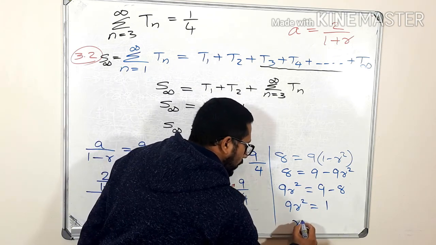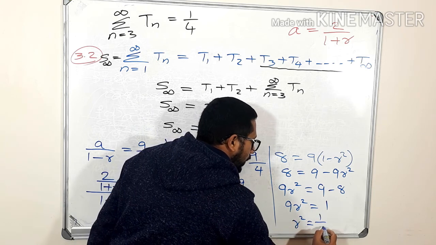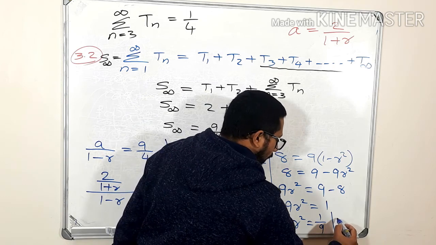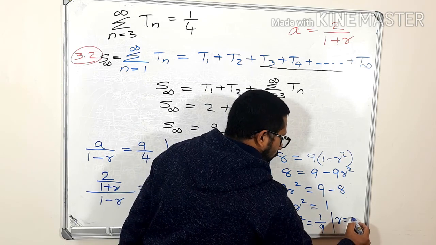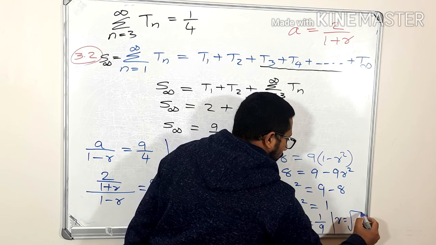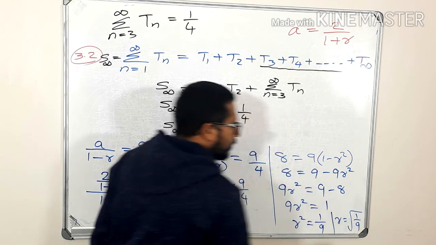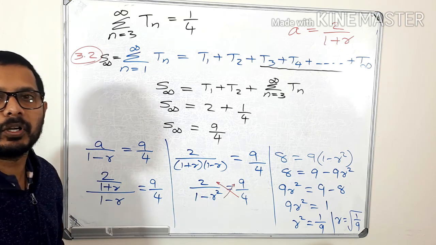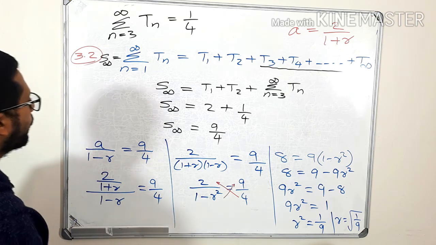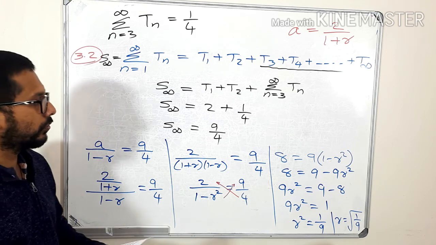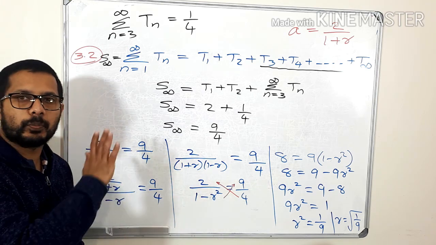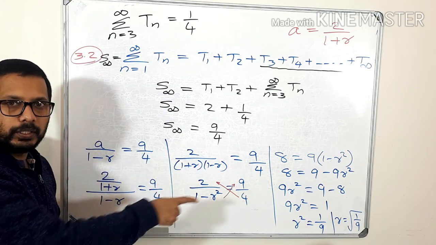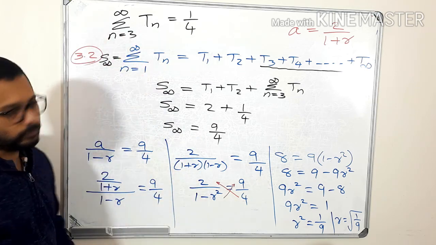So what is R squared from there? 1 divided by 9. So what is R now? R is equal to root of 1 divided by 9. So what is root of 1 divided by 9? That is plus or minus 1 over 3. Those who didn't write this one, please pause the video and first finish up to there. Then I'm going to erase this part now.